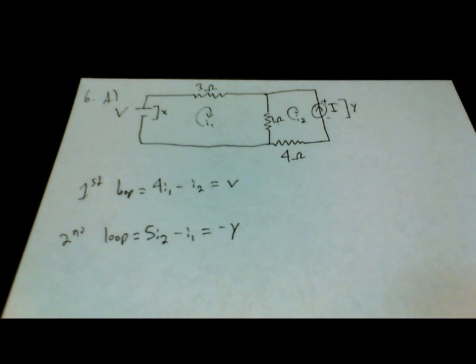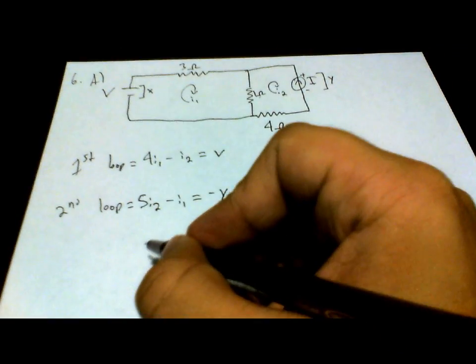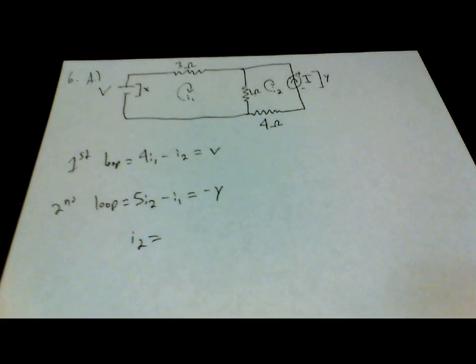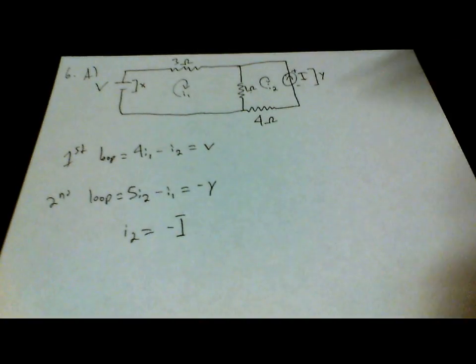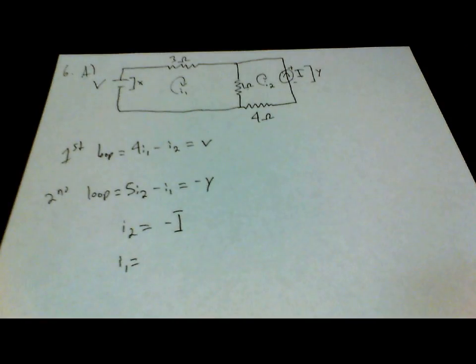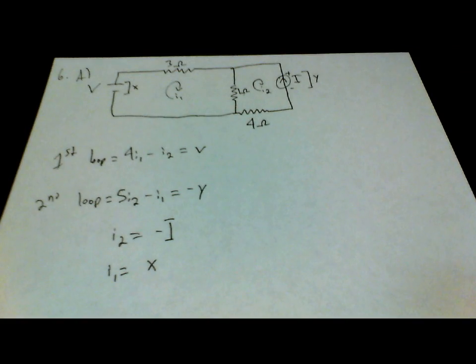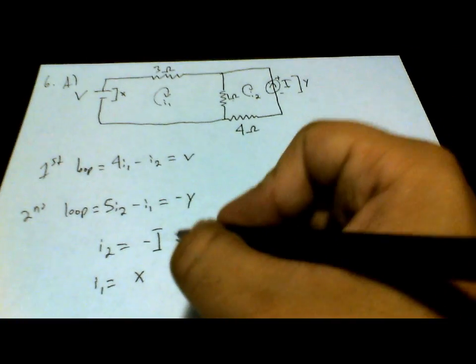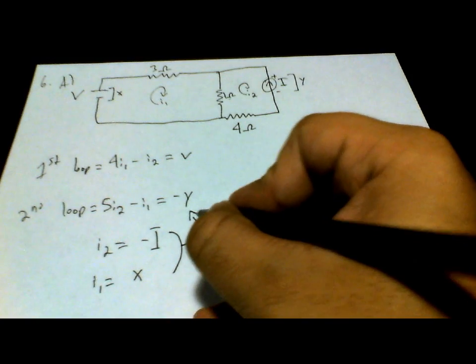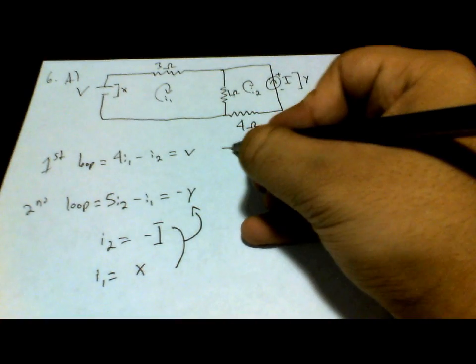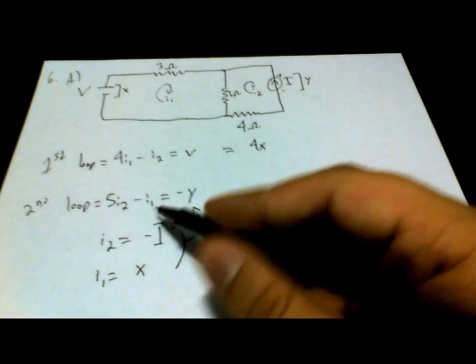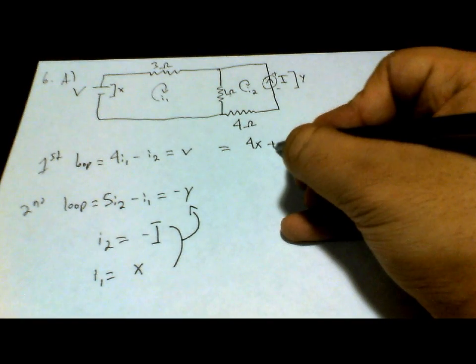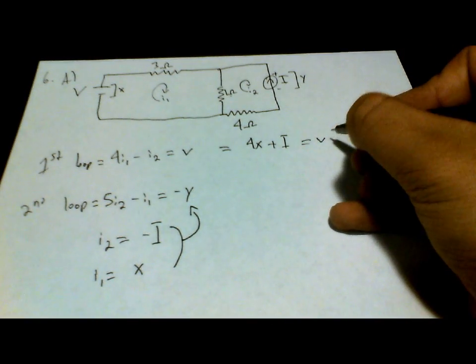The next two equations on the bottom are just identity equations. I2 equals, obviously, since I is pointing up, negative I. And we have I1, which is the current across the voltage source. So I1 equals X. So what we're going to do now is plug these into the top two equations. So I1 is just X, we get 4X, and I2 is negative I, so minus negative I is plus I, equals V.